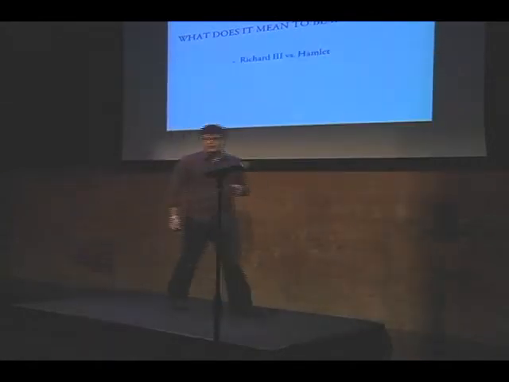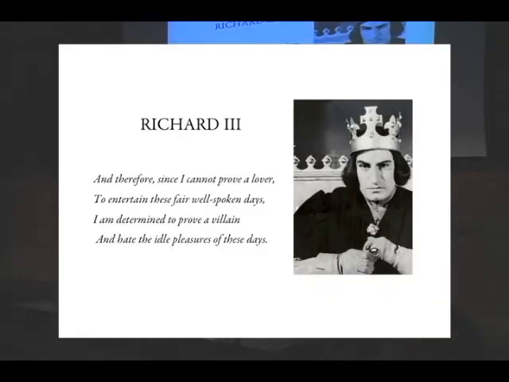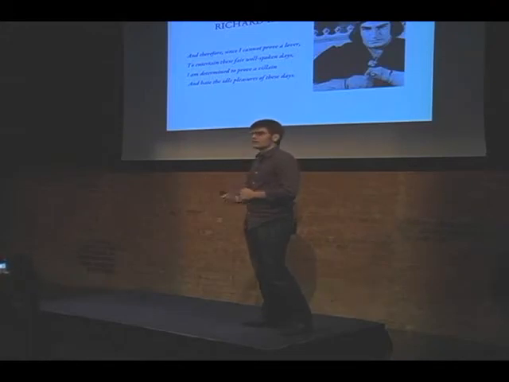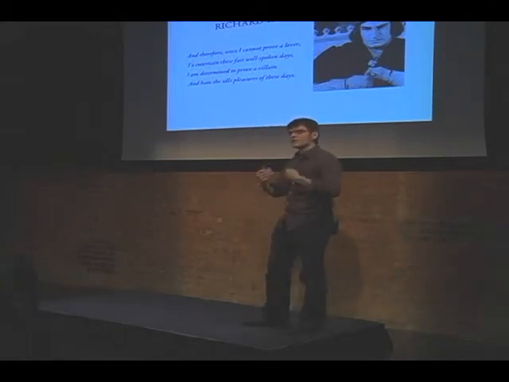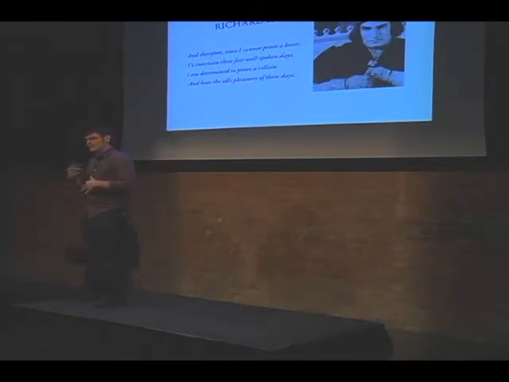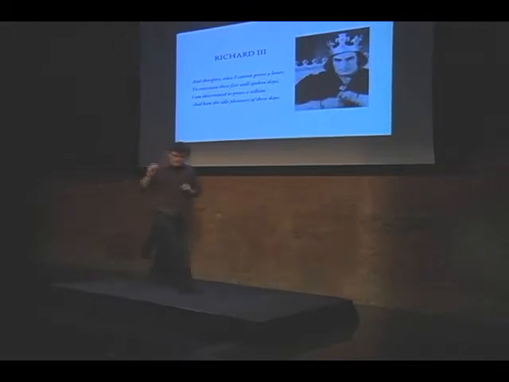So, for those of you who don't remember, Richard III comes out at the beginning of his play with a great little soliloquy where he says, war is over, we have peace now, everything's going to be wonderful, we can put down our weapons and all go get girlfriends. But unfortunately for Richard, he's ugly and crippled and not really good at the whole girlfriend thing. So he says, and therefore, since I cannot prove a lover, to entertain these fair, well-spoken days, I am determined to prove a villain and hate the idle pleasure of these days.